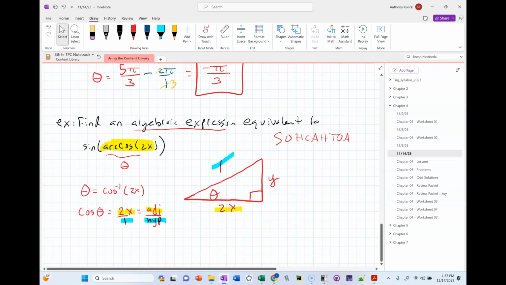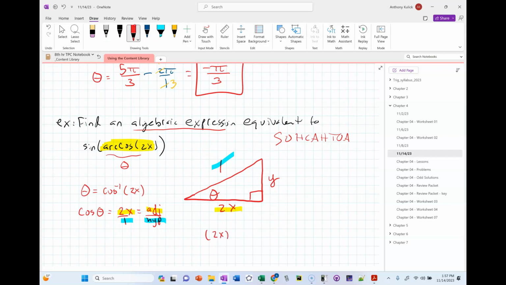So when I apply the Pythagorean theorem, what's the one side I have to be careful about where it goes in the formula? It's the hypotenuse. Where does the hypotenuse have to go in the Pythagorean theorem? Has to be c. So a squared plus b squared equals c squared. So far, so good?